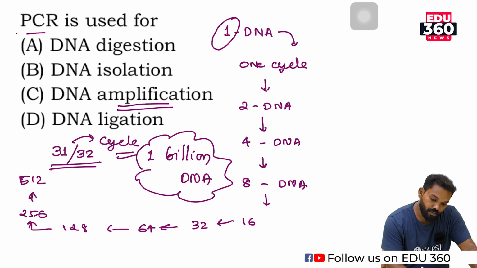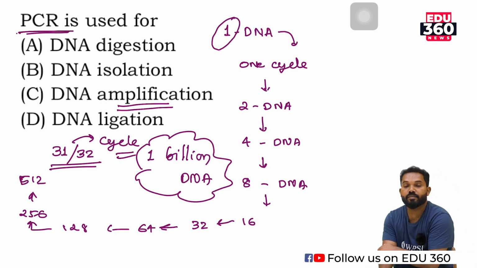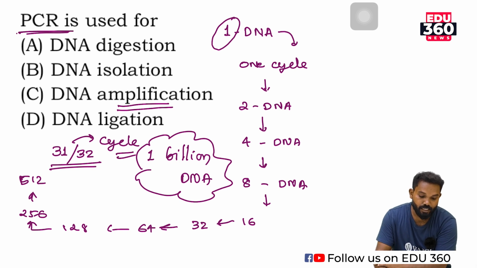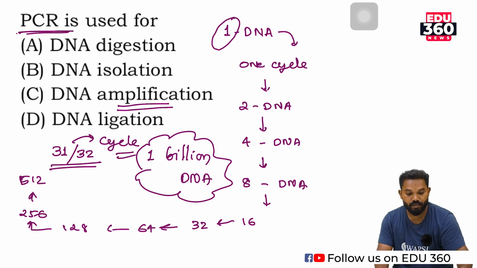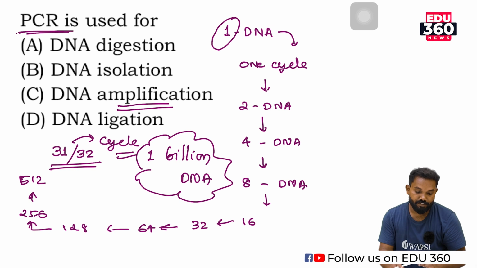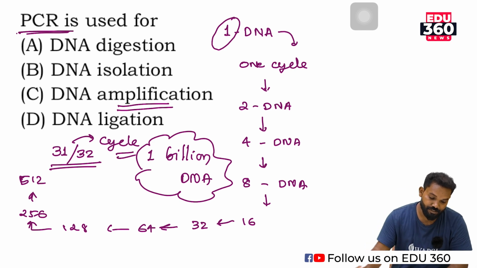So it is a modern equipment widely used in the recognition of certain diseases, etc. So for DNA amplification, we use a PCR machine. So PCR is used for DNA amplification, not digestion, not isolation, and not DNA ligation. So the answer is C.